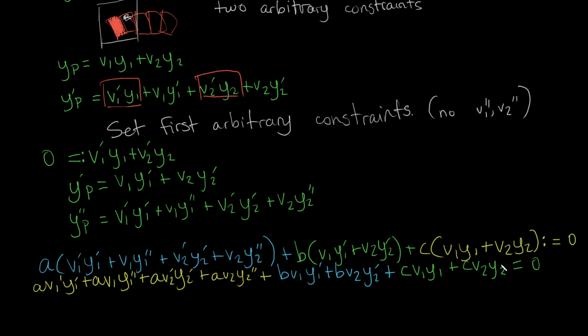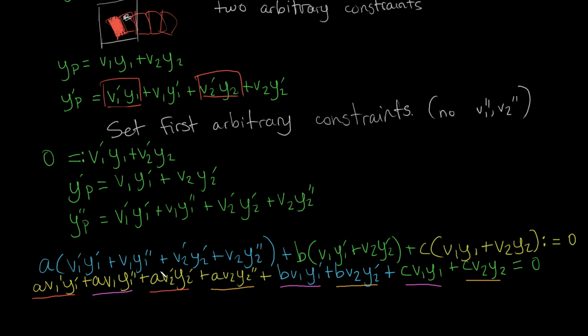Okay, let's see how we can factor it. First, notice that we have some nice terms here. Excluding the term with a v1 prime and the term with a v2 prime, what we see is the following. An a v1 y1 prime, also a b v1 y1 prime and a c v1 y1. If we factor out a v1 here, we get something nice. And also, we have an a v2 y2 prime, b v2 y2 prime, and c v2 y2. Again, if we factor that out, we get something nice.